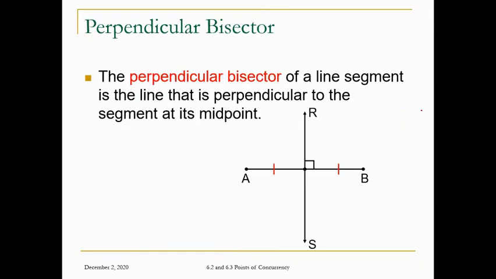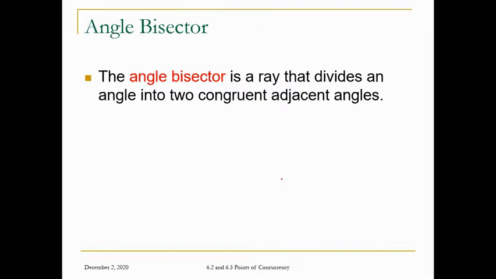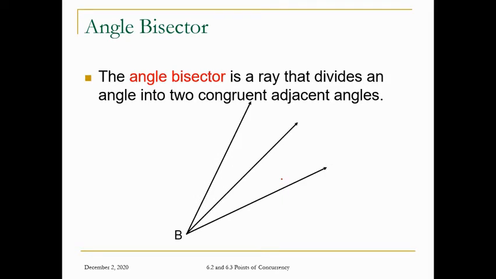There are different types of lines. The perpendicular bisector of a line segment is the line that is perpendicular to the segment at its midpoint. Please notice that on each side of your perpendicular bisector, you have the same amount of line segment. Then we have the angle bisector. The angle bisector is a ray that divides an angle into two congruent adjacent angles that are the same.